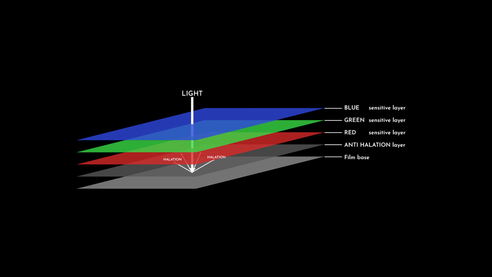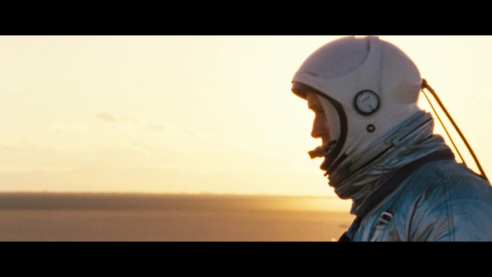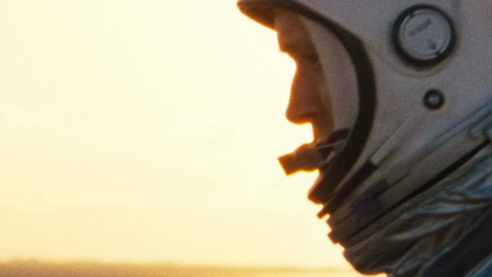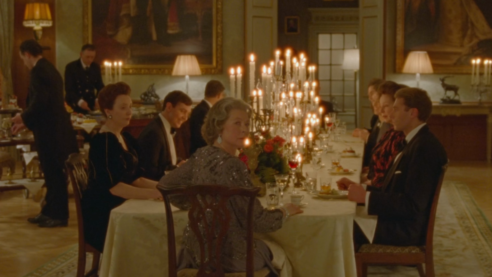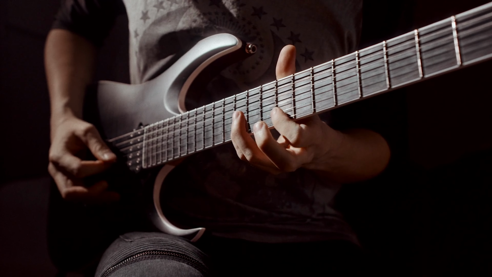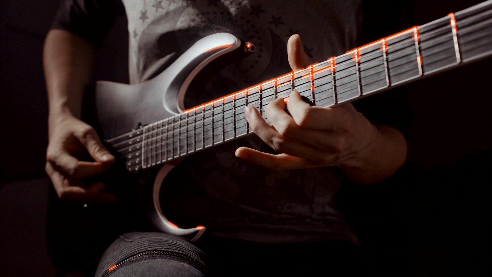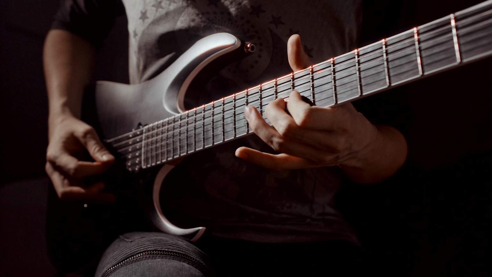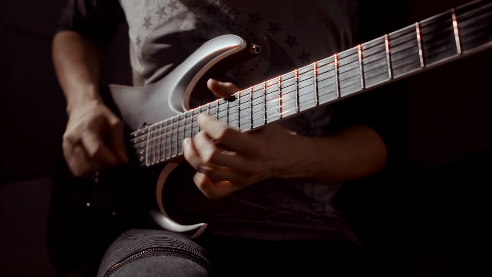Halation occurs when light passes through the emulsion layer of the film and causes a red halo effect around the bright areas. De-Enhancer will analyze your footage and apply halations to the highlights. You can play with the effect to get a precise look.